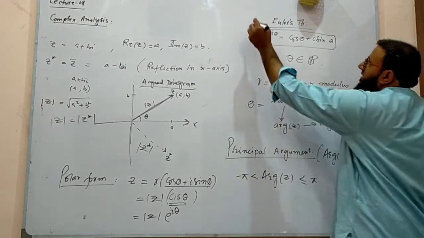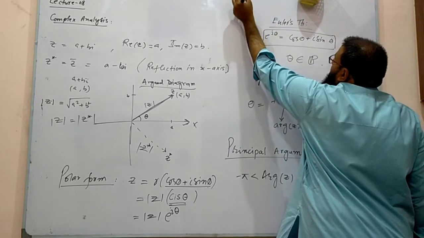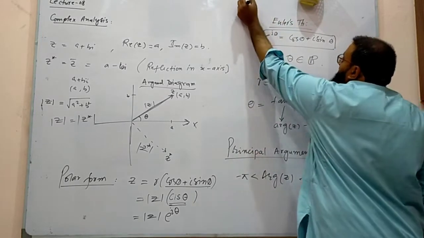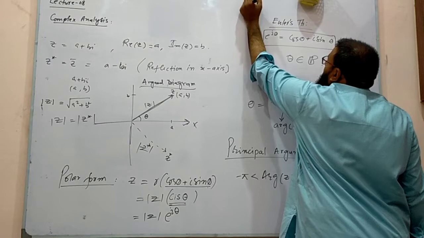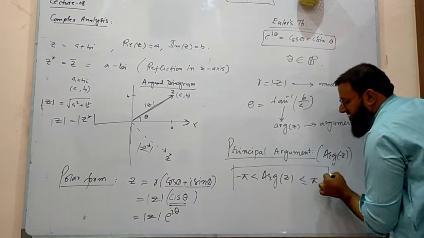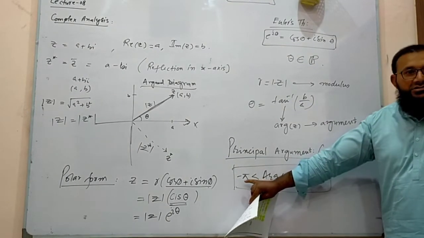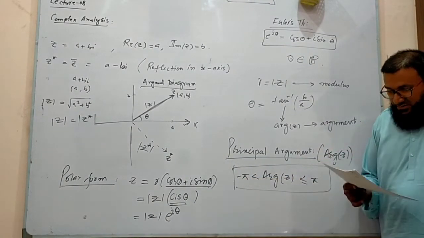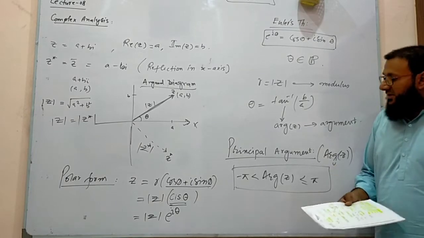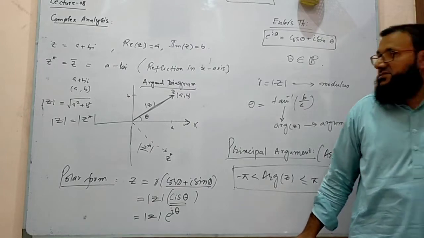And some say that the argument lies between, let's say, 0 and 2 pi. Sometimes it is said like that. We are not concerned about this one because mostly it is used like this, so we are going to use this. The argument of a complex number always lies between minus pi and pi. And how can we find this particular quantity exactly? So let us see this thing.